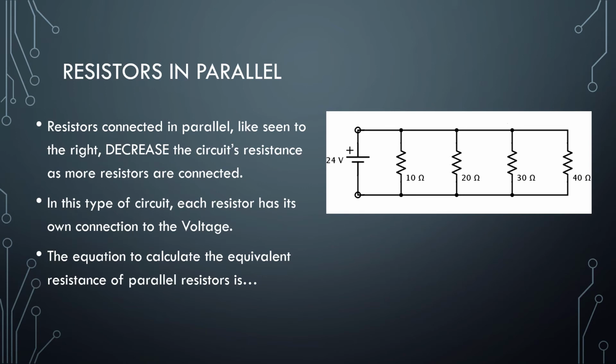So the equation to calculate the equivalent resistance of parallel resistors is this thing: 1 over Rp, which stands for the parallel resistance, equals 1 over R1 plus 1 over R2 plus 1 over R3, and so on. Solving this equation is not as easy as in series. You can't just add them up. So next class we'll actually go over how to use this equation properly.